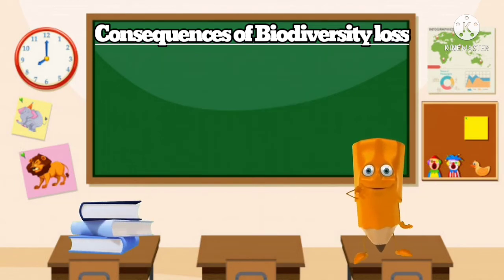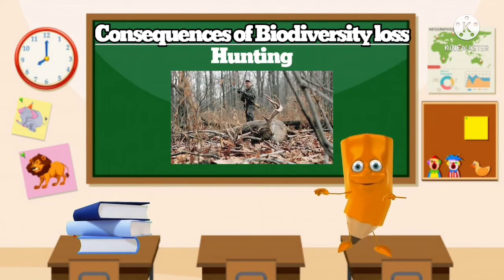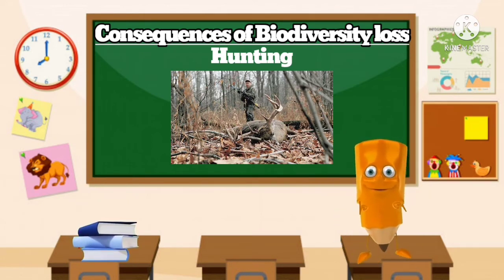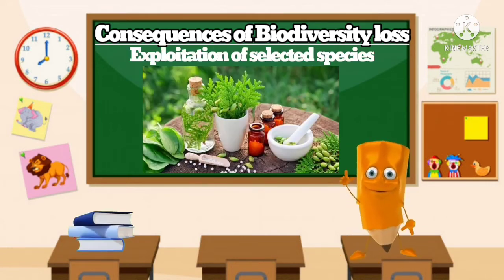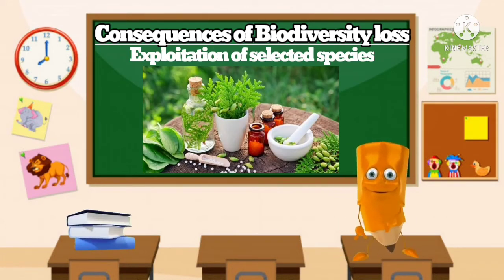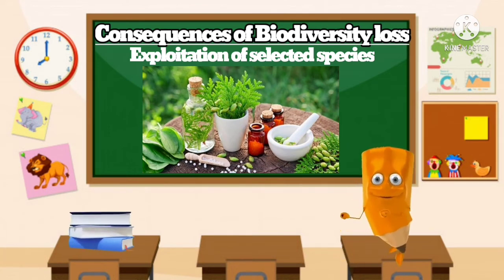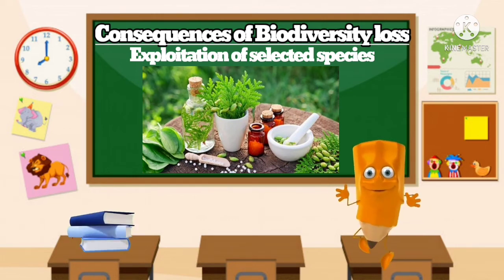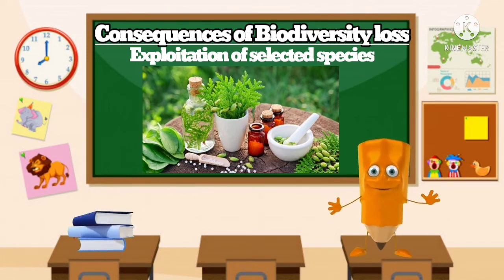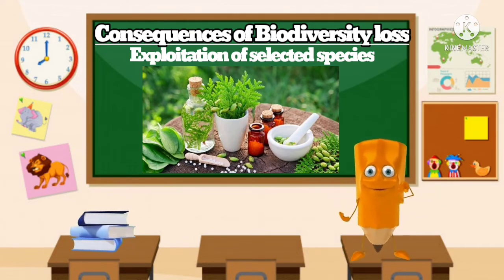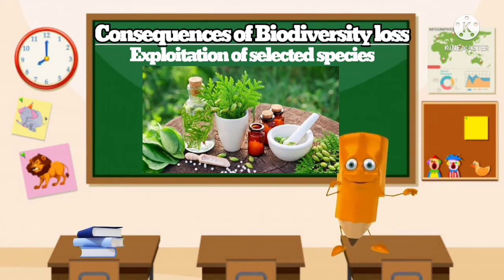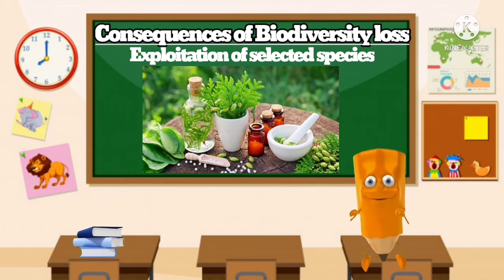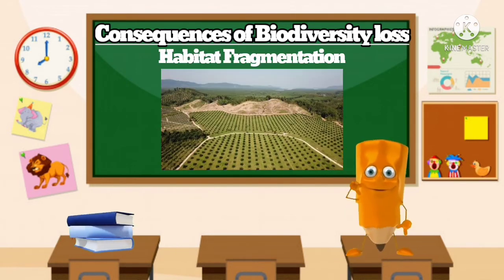Number 2, hunting. Wild animals are hunted for the commercial use of their hides, skin, tusk, fur, and meat. And number 3, exploitation of selected species. Exploitation of important plants in the medicine industry has resulted in their disappearance from many of their natural habitats. Many of these plants are ruthlessly collected for teaching and laboratory work.